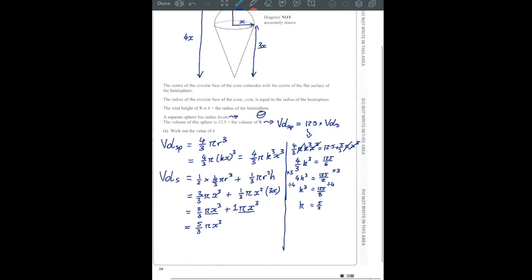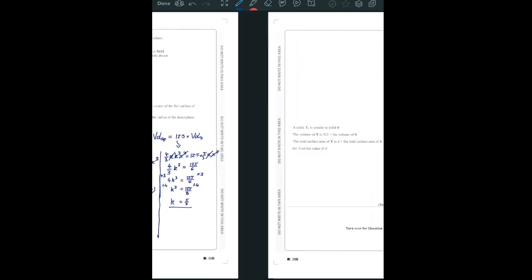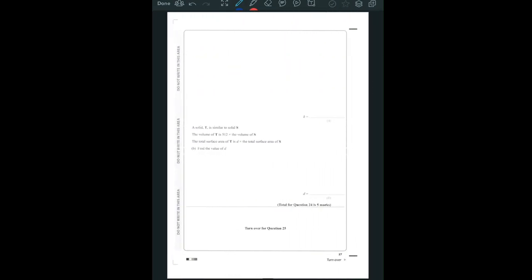Now the question said work out the value of k. It didn't tell me to round, so having this as a perfectly nice answer is very, very convenient. So I've got my k. Now that was only part A of the question, which is a little concerning. Normally these questions only have one part, but we have a part B.